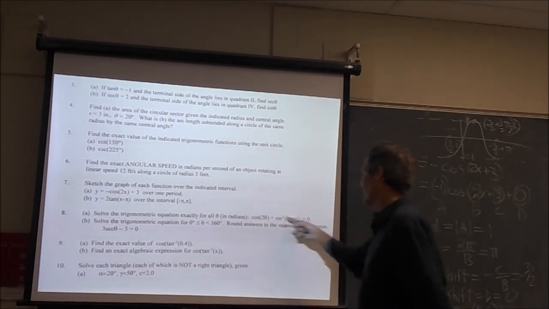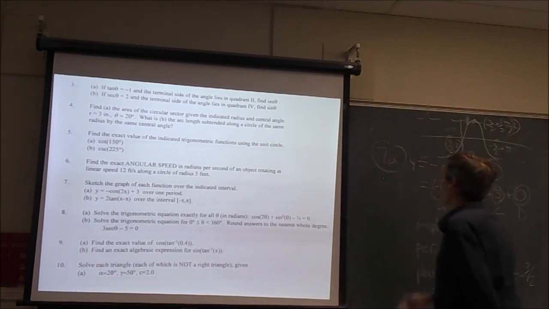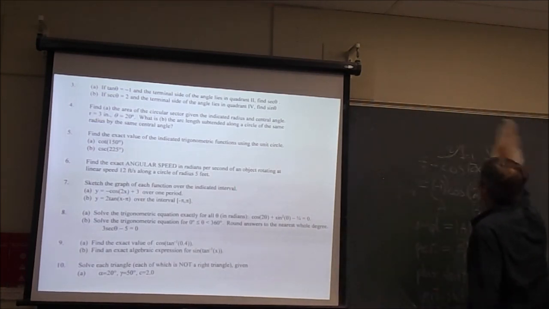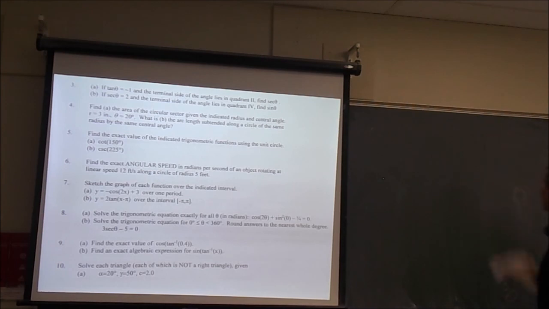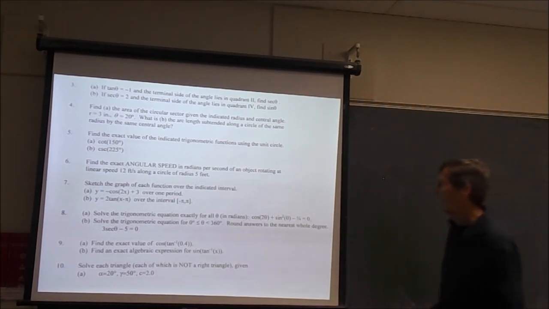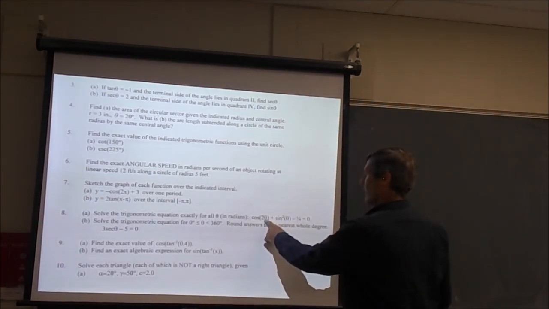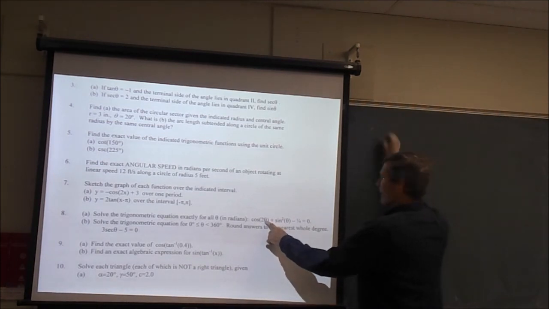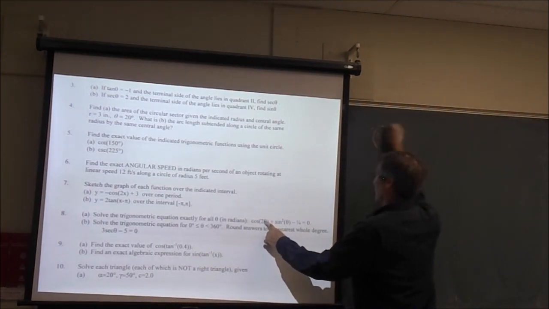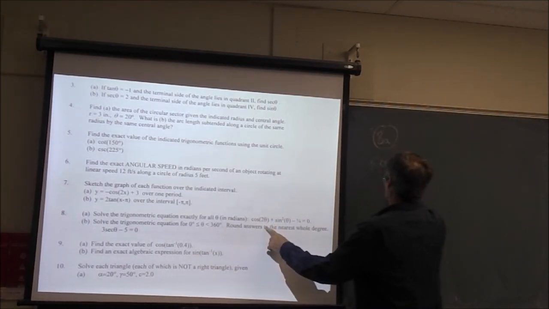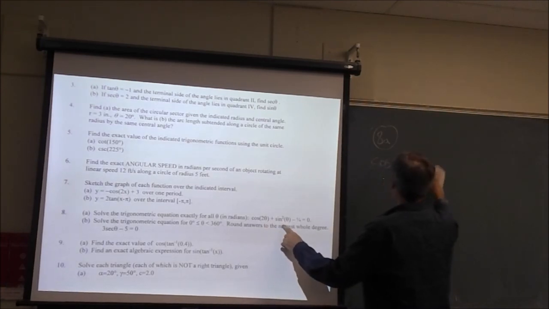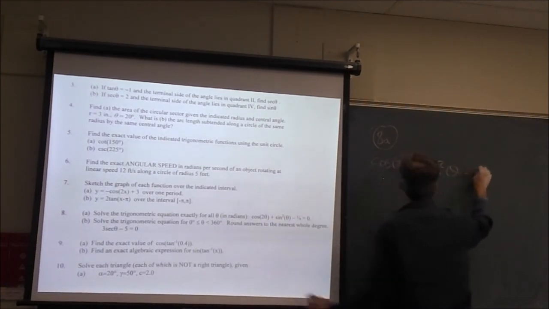Suppose I want to solve the trigonometric equation for all angles theta. Let's try this one. This is kind of hard, 8a. Cosine 2 theta plus sine squared theta minus a 4th equals 0.